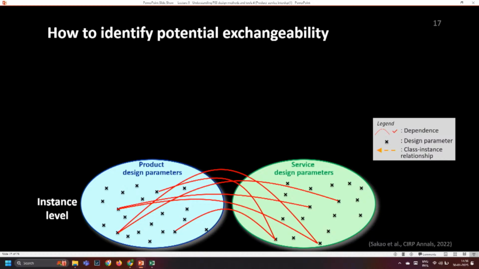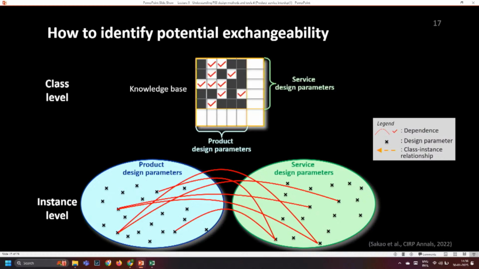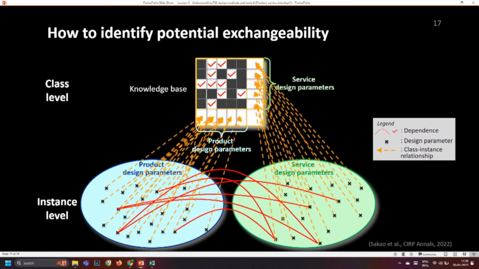And it's very time consuming if you need to check each and every design parameter from the product side and also the same from the service side. It's very time consuming, right? And you need to consider every single time.